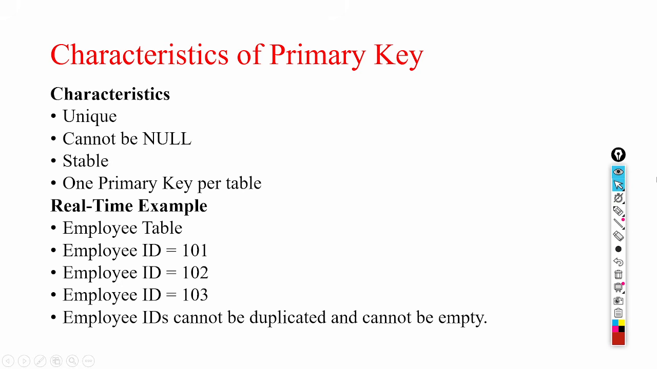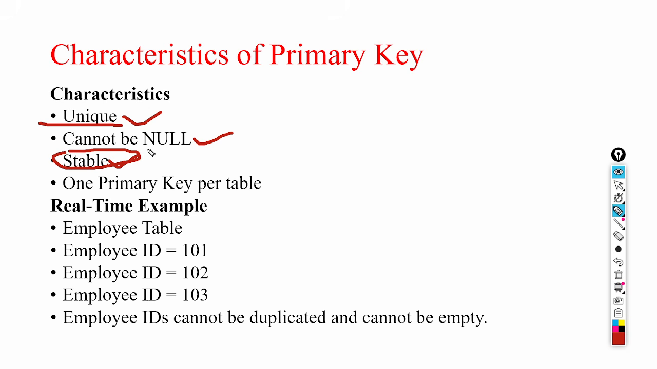There are some characteristics for the primary key. A primary key must satisfy a set of rules. First, it must be unique. It cannot contain null values. It should remain stable and should not change frequently. Whenever we select a primary key, its values cannot be changed frequently; the values should be stable.